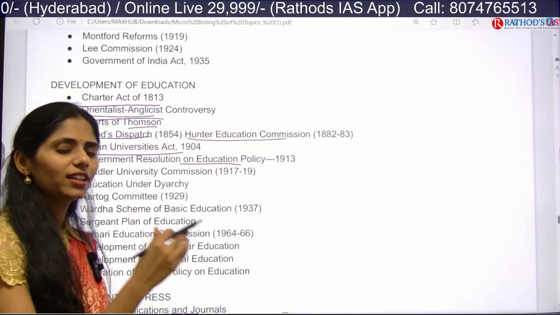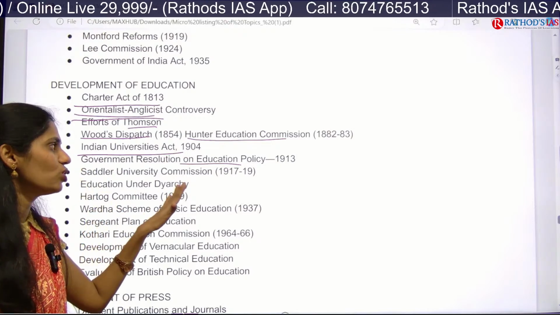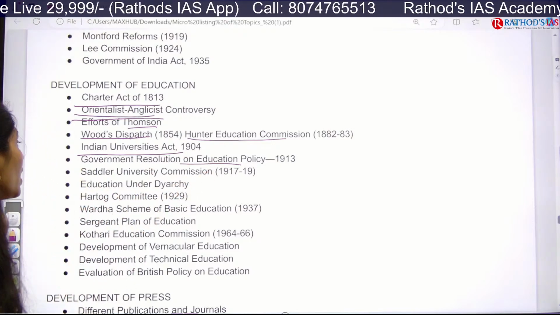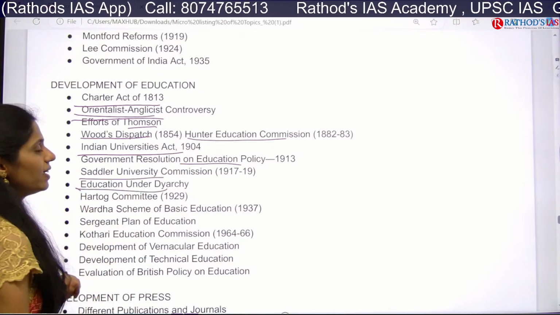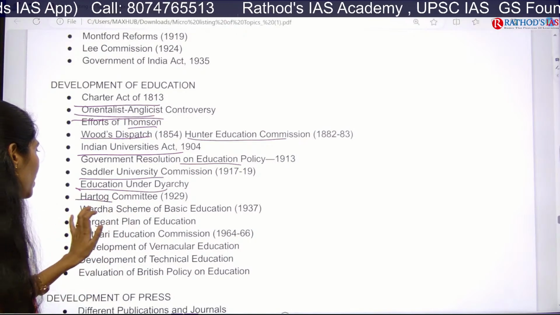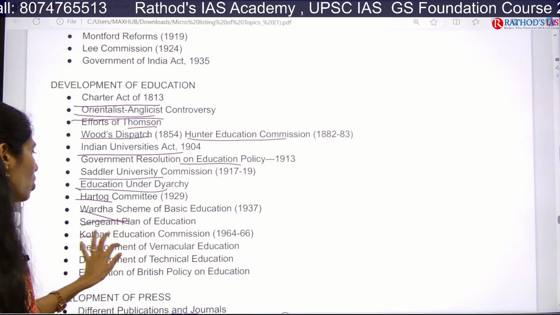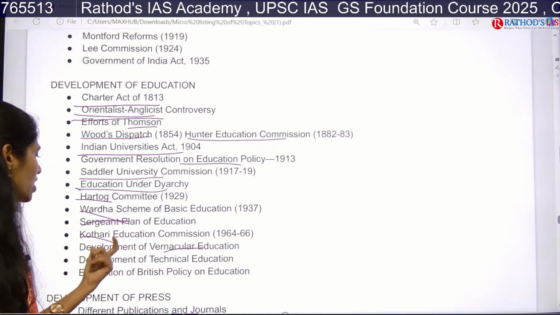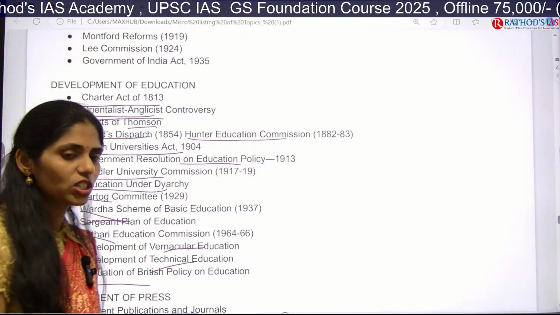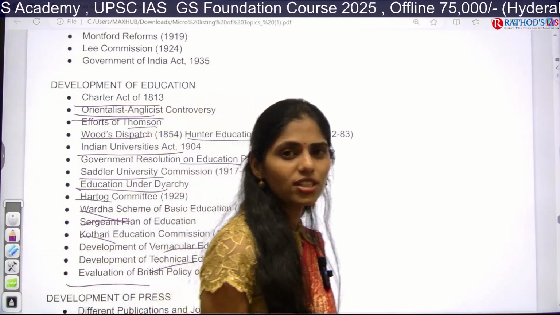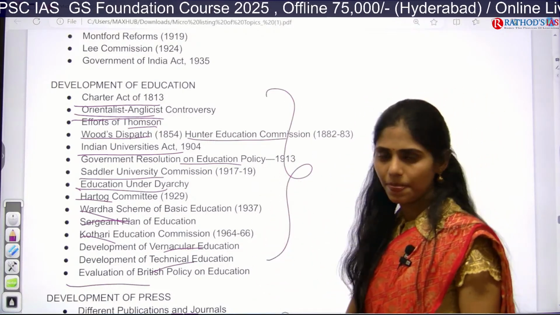At present we are following the National Education Policy of 2020, right? Earlier we used to have the Government Resolution on Education Policy of 1913, and we also have the Sadler Commission. Next one is education under diarchy. Next is the Hartog Committee, the Wardha Scheme of Basic Education, the Sargent Plan on Education, the Kothari Commission, vernacular education development, technical education development, and also British policy on education. All these things talk about education during the British India time, so you have to know all of them.